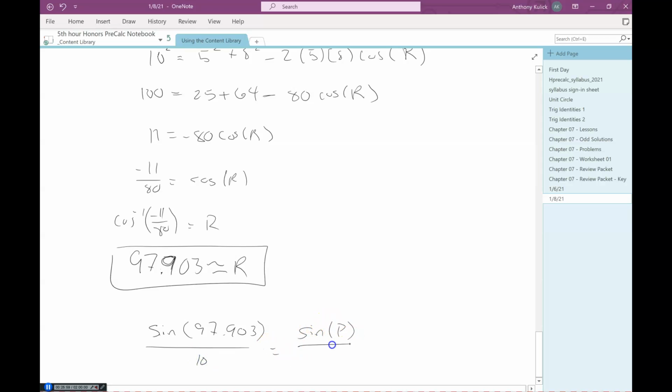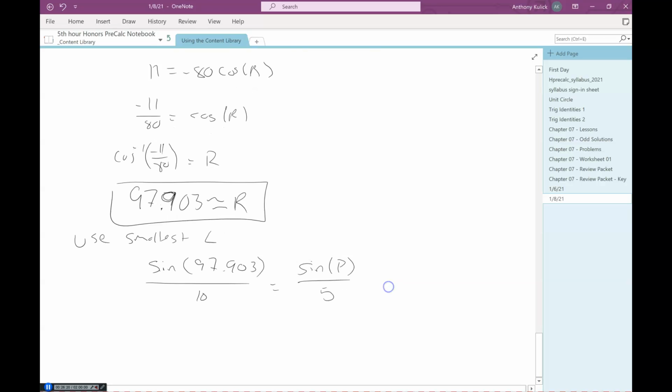And now, again, I'll use the smallest angle next when I'm using the law of cosines, or law of sines again. So that's why I chose side P over side Q. Again, that avoids the ambiguous case.